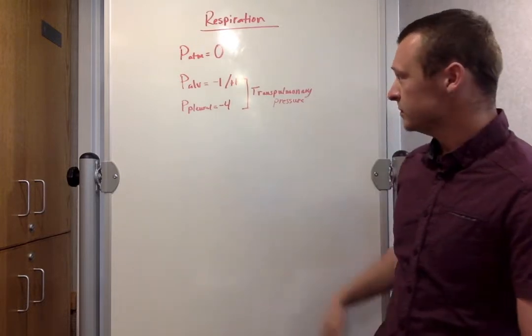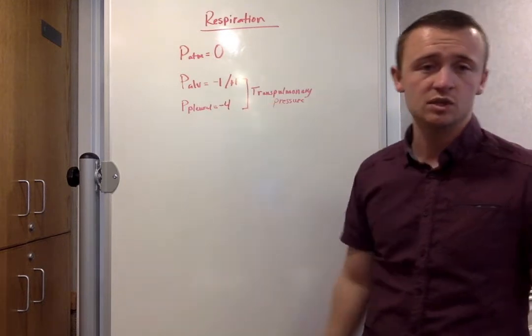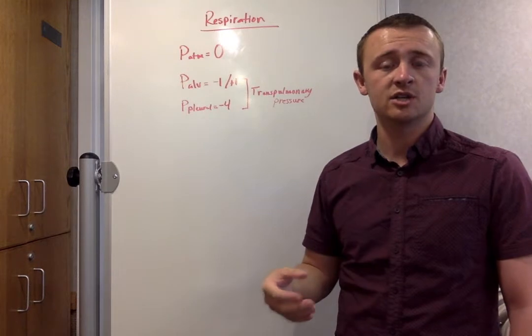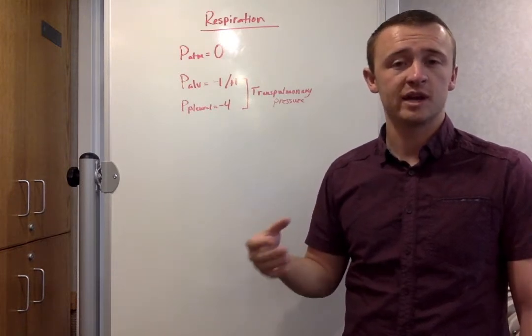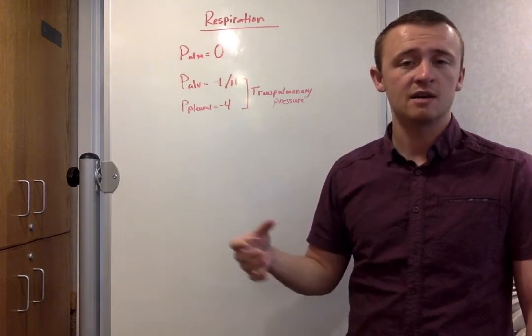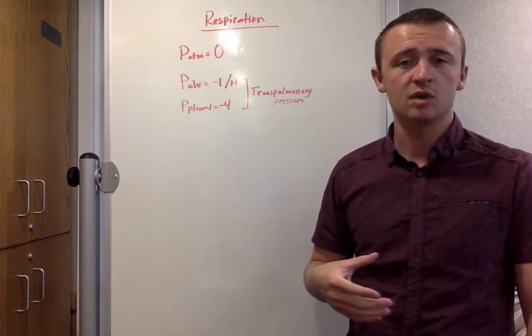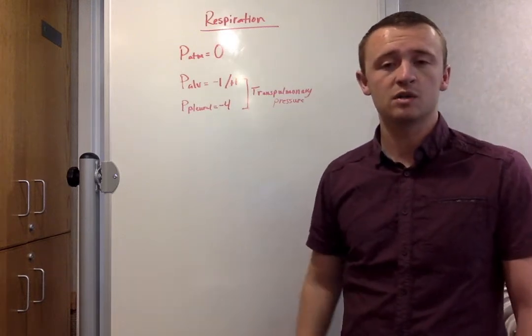automatically. We can calculate a transpulmonary pressure, which is the difference between the two. That changes during inhalation and exhalation. As we inhale, the transpulmonary pressure decreases. It goes from -4 down to about -6 or 7, and that allows air to come in at a higher volume. During exhalation, that decreases back to -4 as we push the air out.